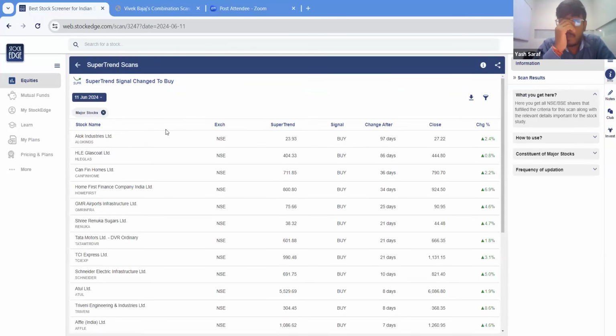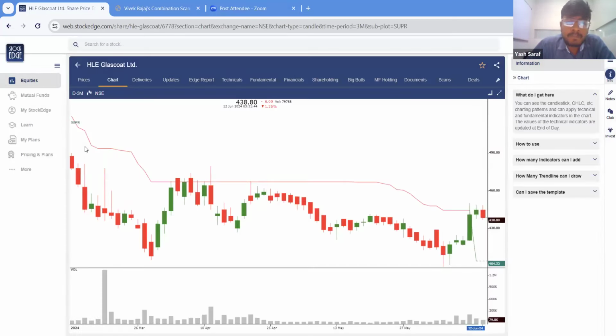So super trend is a trend reversal scan. If you want to identify which stocks are showing a trend reversal, that is from buy to sell or sell to buy, then super trend is your go to scan. For example, HLE glass coat, ठीक है. So इसको मैं 1 year का टाइम फ्रेम पे कर देता हूँ.